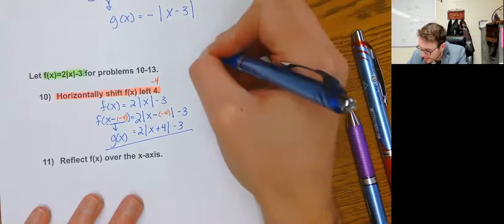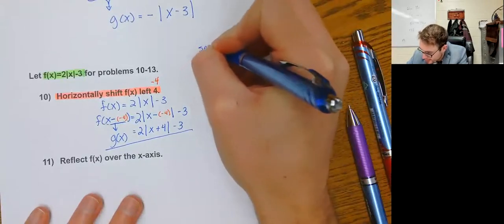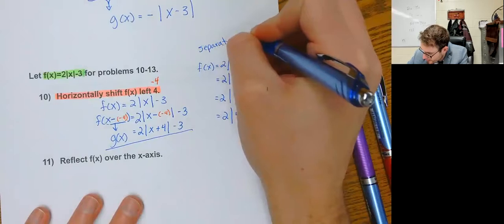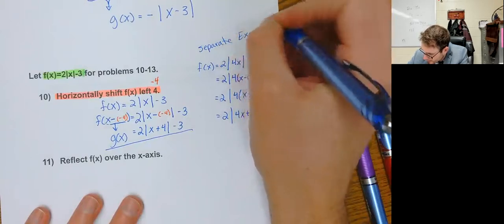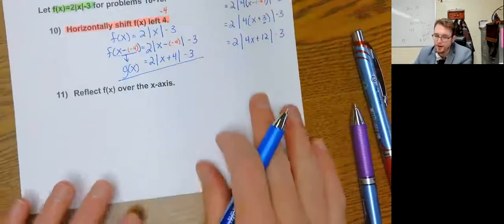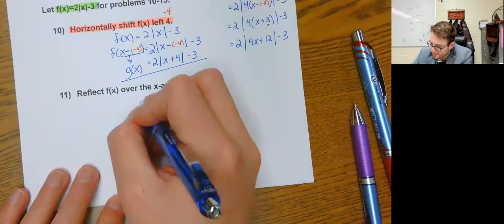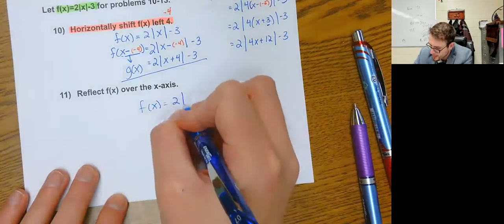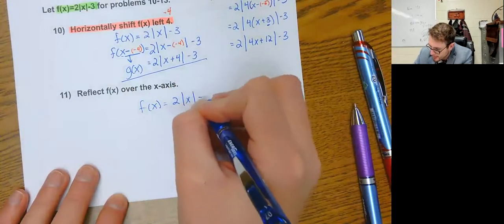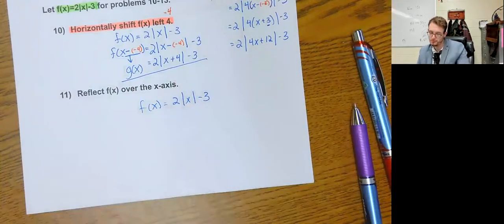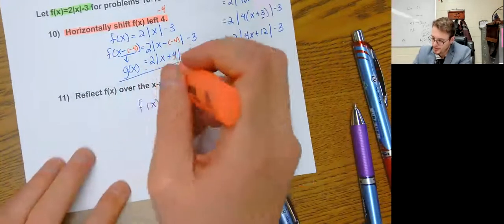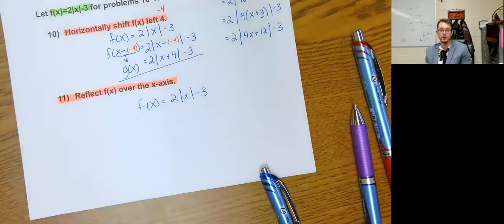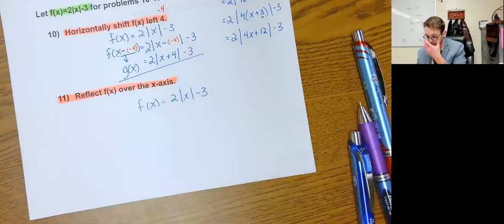Let's call this a separate example. All right, so let's move on. f of x equals 2 times the absolute value of x minus 3. This video is already long enough for sure. What is this going to be, almost an hour, I bet. This is ridiculous. Okay.